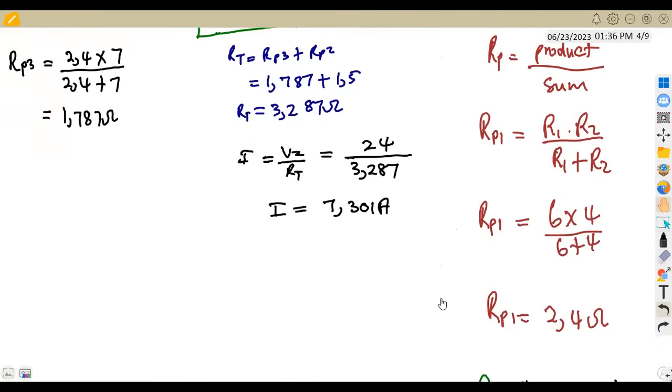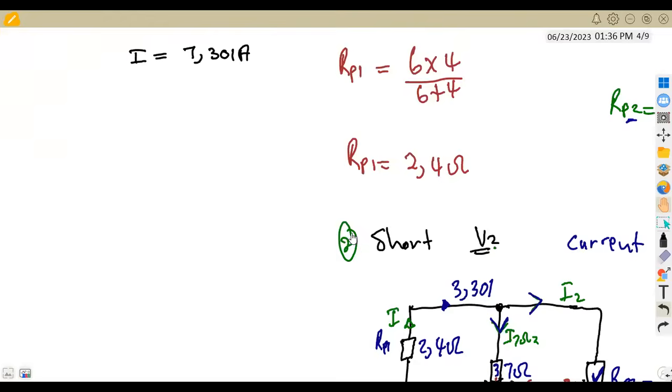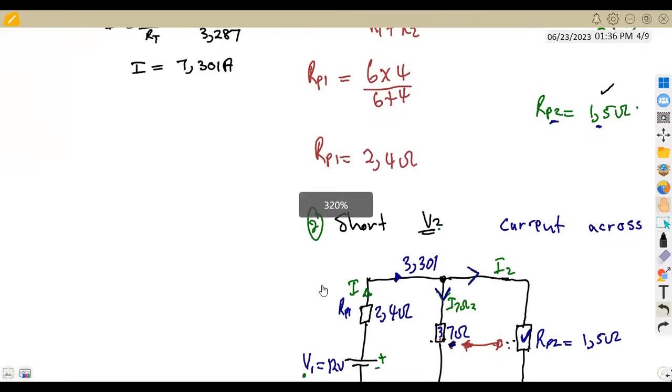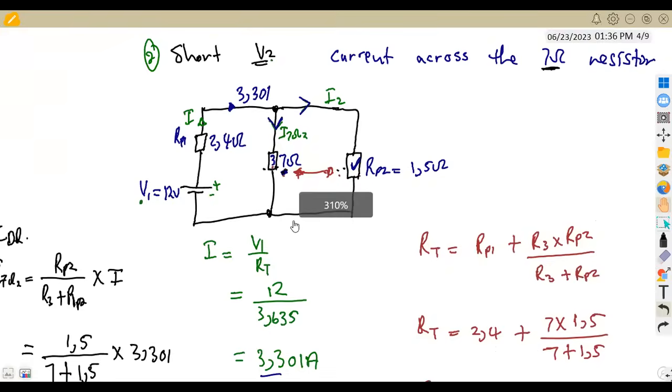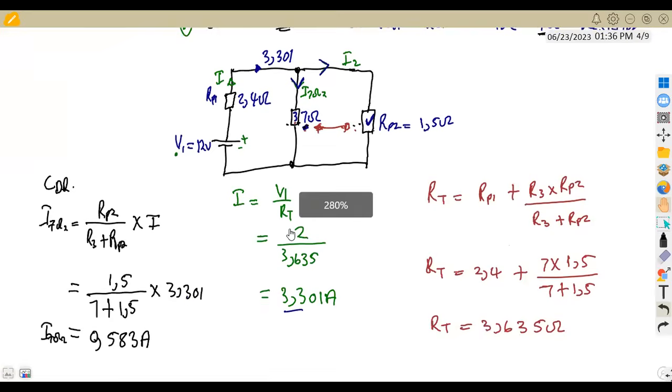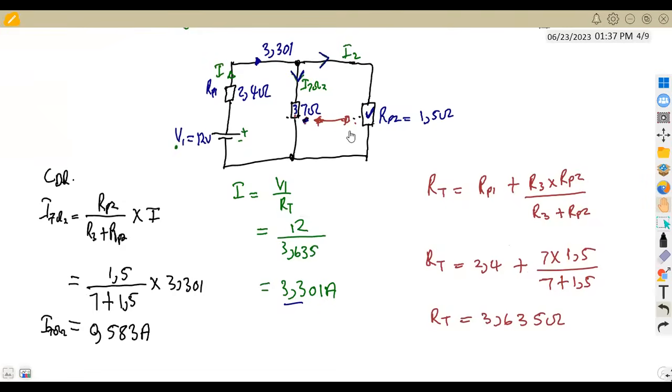So we are going to take this direction here, and see also with the second part where we had to short V2 at this part here. We had to short V2. All right. So when we had to short V2, this is what we are obtaining. Our currents are flowing in the same direction.